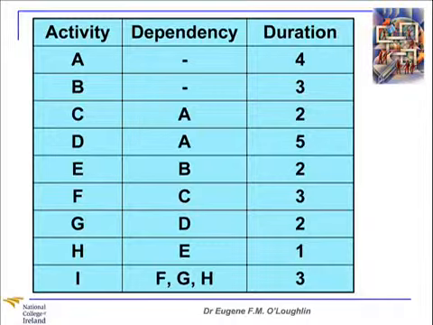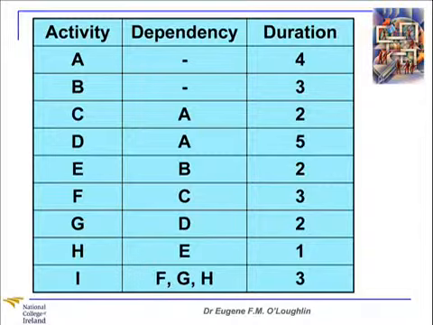Activity E is dependent on B being complete. Activity F is dependent on C being complete. G is dependent on D, and H is dependent on E being complete. Finally, activity I is dependent on activities F, G, and H being complete.